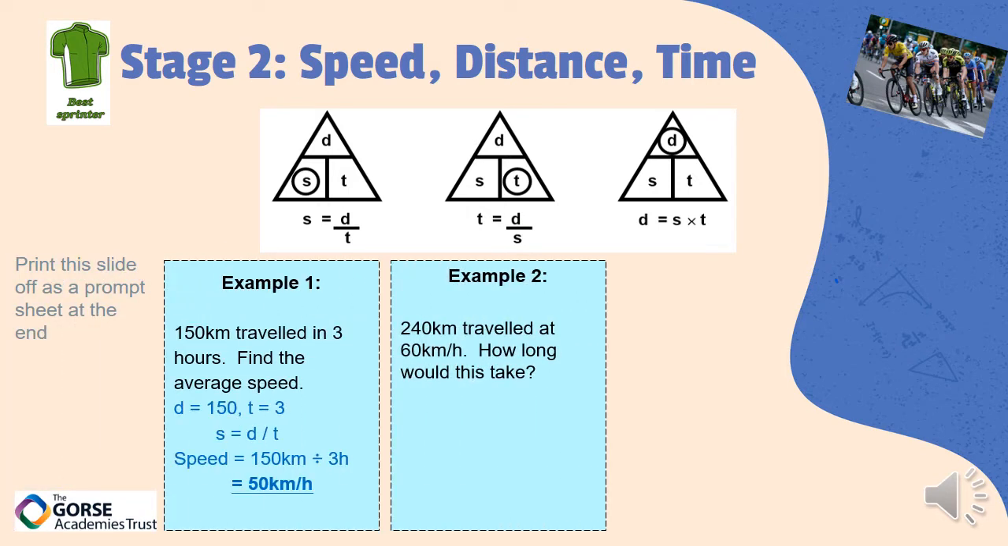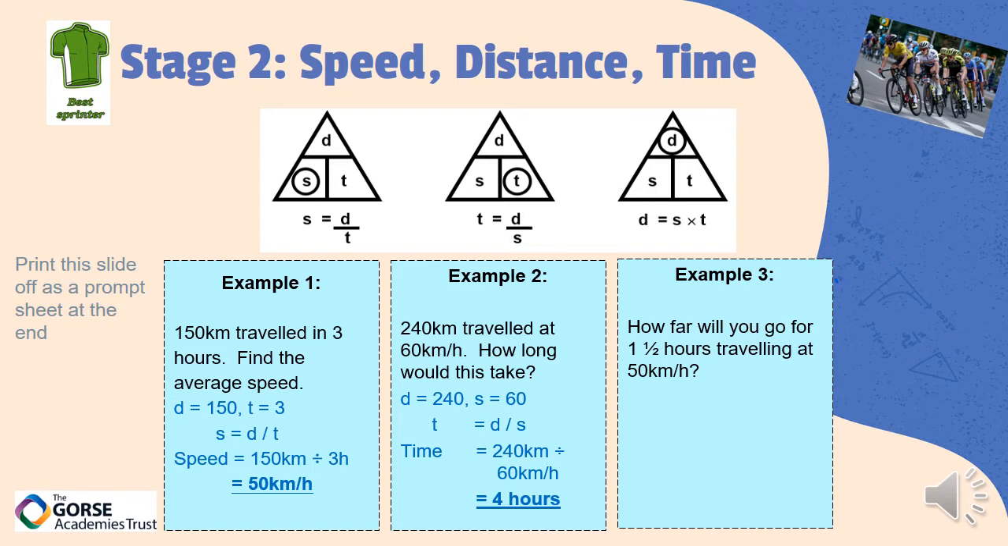Example 2. 240 kilometers traveled at 60 kilometers per hour. How long would it take? We're asked for time. So we have a distance of 240 and we have a speed of 60. So time is distance divided by speed. So that's 240 divided by 60. So that is 4 hours.